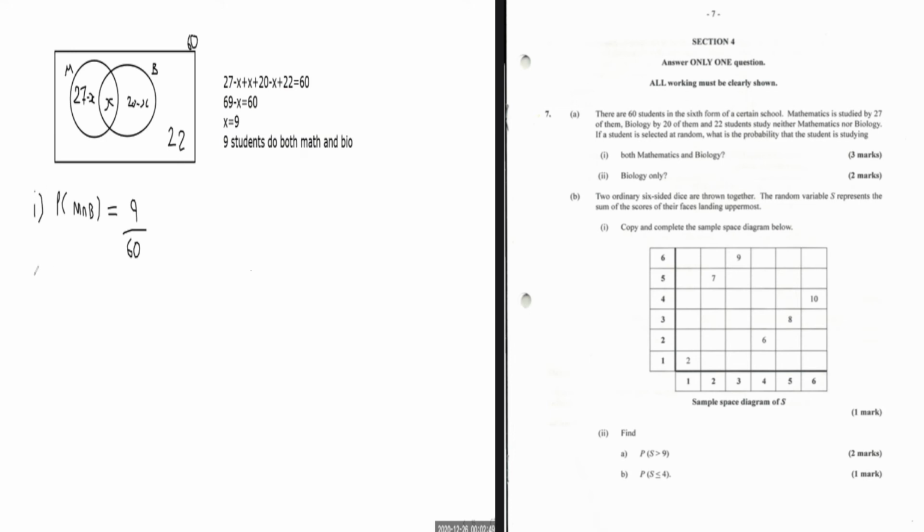Now the second part says, what is the probability a student does biology only? Let's work that out. The probability a student is doing biology only, which is just the probability of B only. How many students are bio only? 20 minus 9 is 11. That's going to be equal to 11 over 60. That's the probability a student does bio only. Nice and easy, soft.